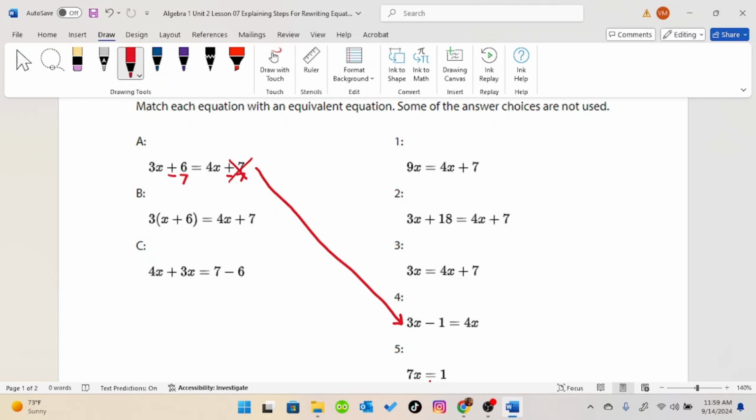The 3x is still the same on the left. We get the negative 1 by subtracting 7 on both sides. And the 4x is still the same on the right. So A matches 4.